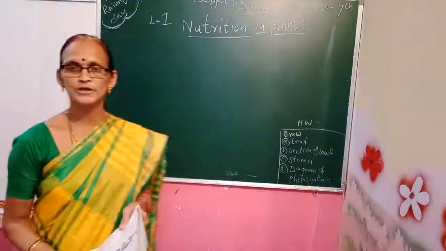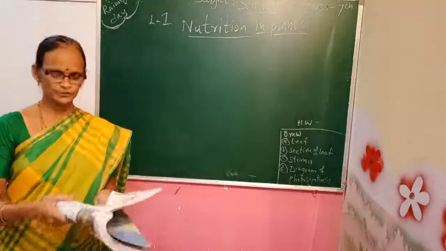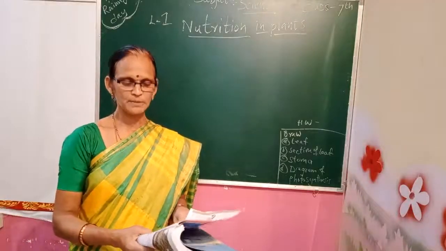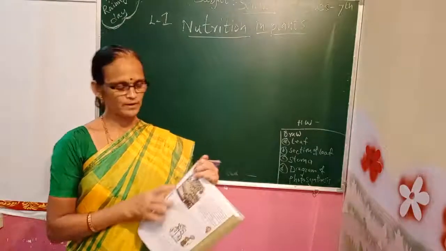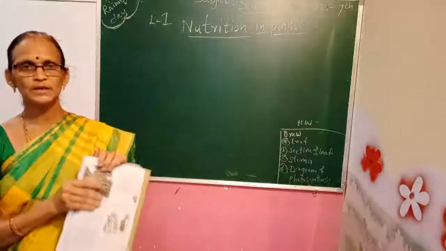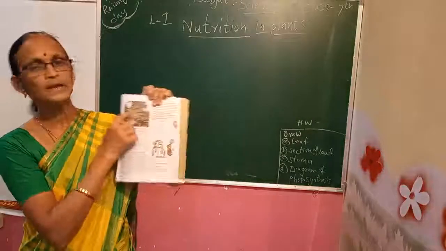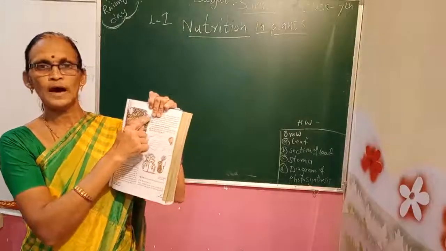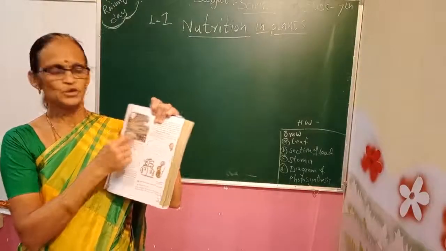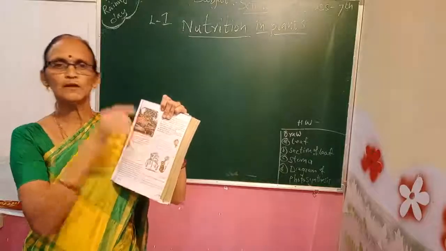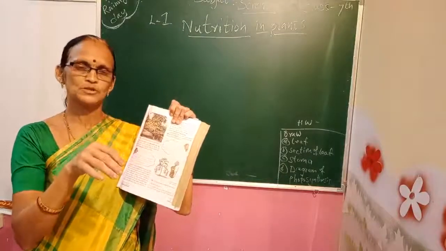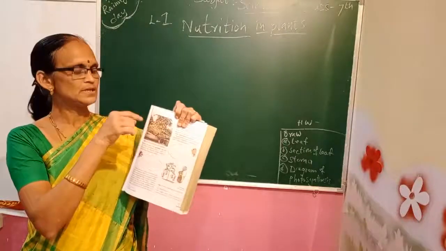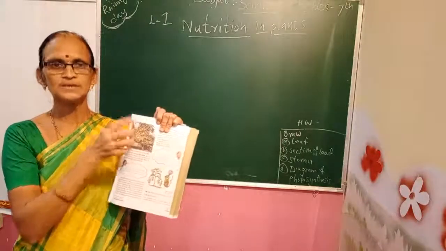What is it called? Heterotrophic mode of nutrition. Look at figure number 1.5. Here there is a big tree. On that tree you can see another climber of yellow type. The big tree is preparing the food in the process of photosynthesis. That nutrition, this climber absorbs.